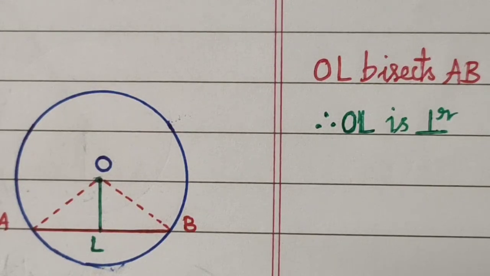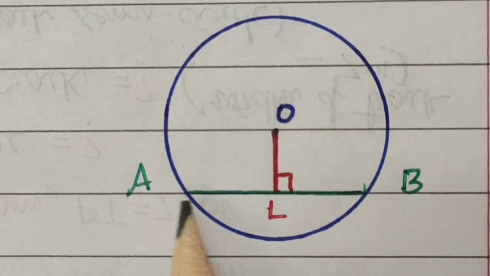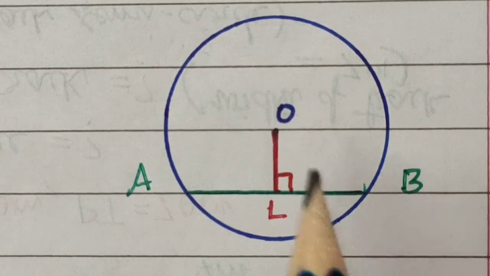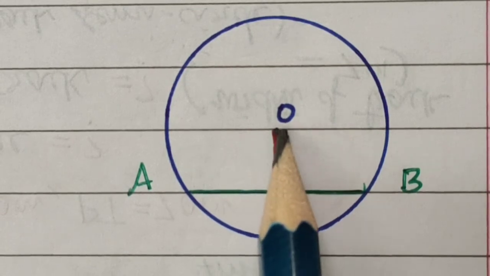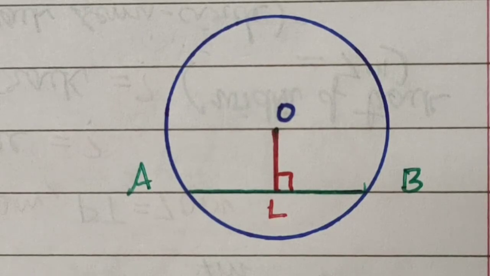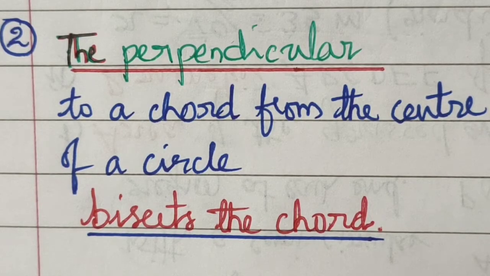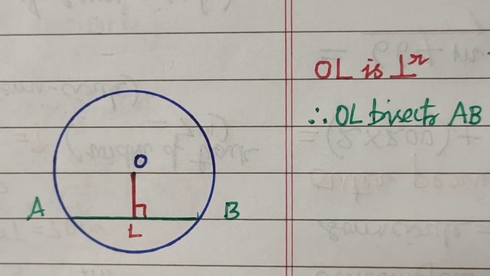OL bisects AB, therefore OL is perpendicular. The perpendicular to this chord AB from the center of a circle bisects the chord. Whenever we draw a perpendicular to a chord, that is going to bisect the chord AB. The perpendicular to a chord from the center of a circle bisects the chord. OL is perpendicular, therefore OL bisects AB.